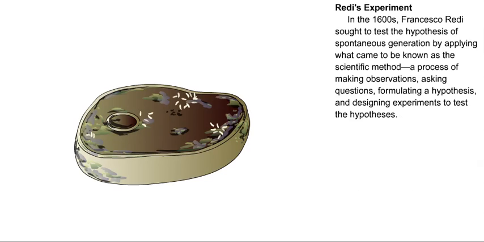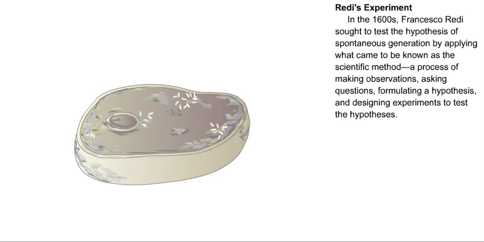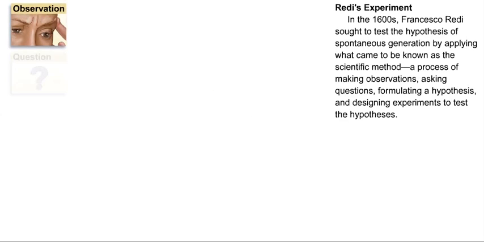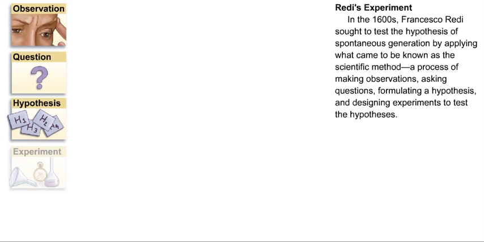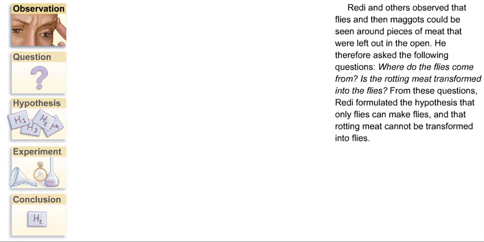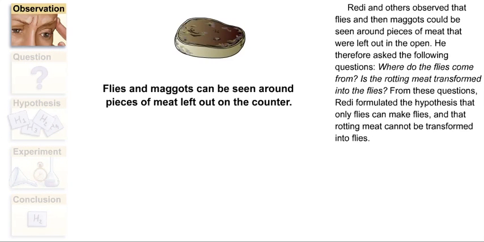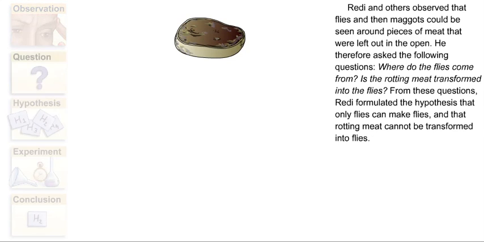In the 1600s, Francesco Redi sought to test the hypothesis of spontaneous generation by applying what came to be known as the scientific method, a process of making observations, asking questions, formulating a hypothesis, and designing experiments to test the hypotheses. Redi and others observed that flies and then maggots could be seen around pieces of meat that were left out in the open. He therefore asked the following questions.